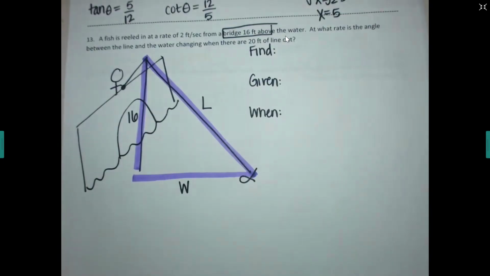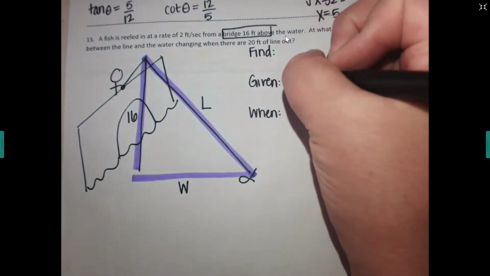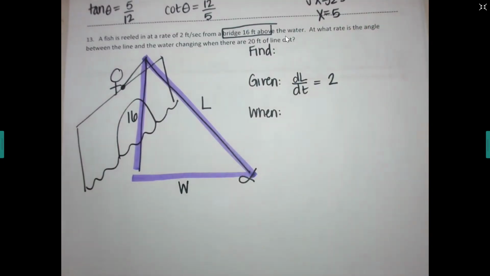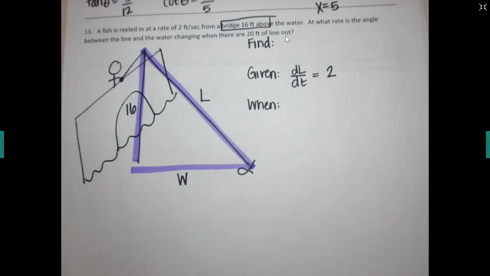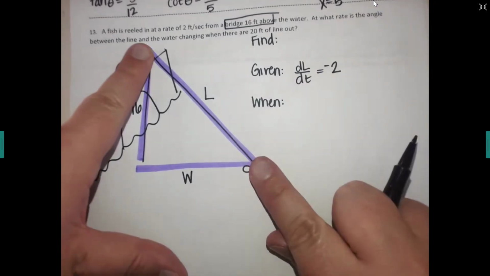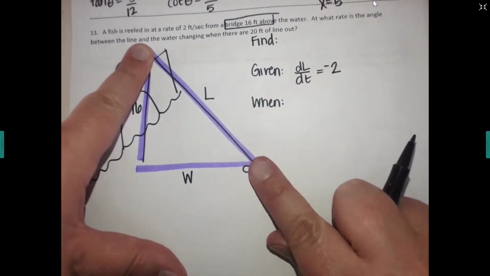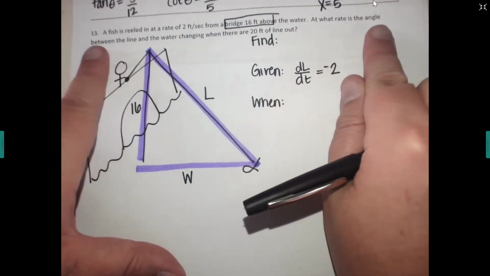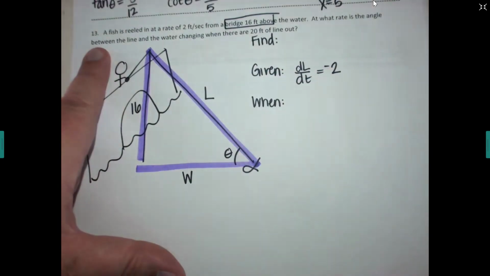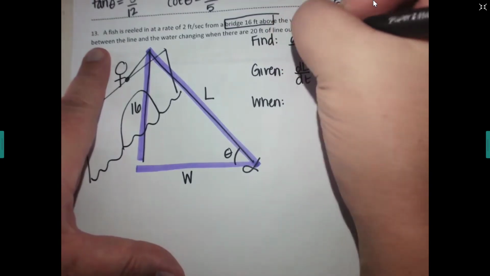Okay, so it says the fish is reeled in at a rate of 2 feet per second. That means that my dL/dt is equal to 2. Do I need to change anything? I'm reeling the fish in, so what's happening to the line? It's decreasing, so I need a negative. Very good. Okay, so my amount of fishing line as I reel the fish in is shrinking. Okay, next thing says, at what rate is the angle between the line and the water? So draw a theta here. And we want to know how fast that's changing. We're finding d theta dt.